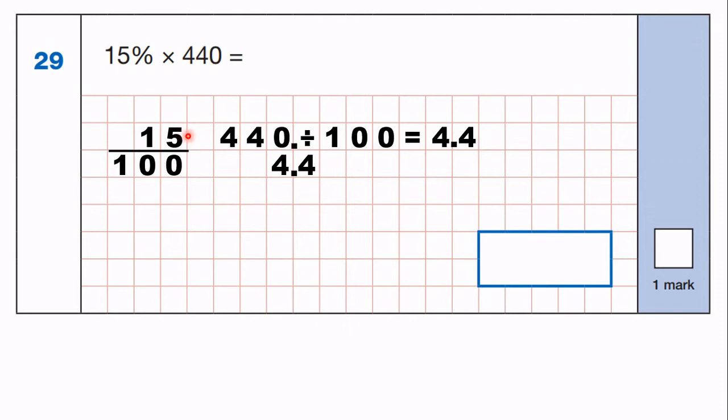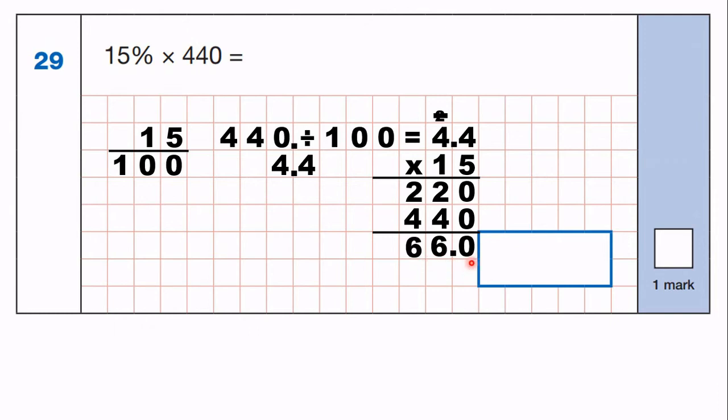Now we need to multiply by the numerator, so we need to multiply 4.4 by 15. Remember, if there is 1 decimal place in the question, there will be 1 decimal place in the answer, so we can write in our decimal point straight away. Now 4 times 5 is 20, so 0, and 4 times 5 is 20, plus 2 is 22. Now we can cross out our working, write a 0 in our second answer line, and 4 times 1 is 4, 4 times 1 is 4, so we can add up our totals to get 66.0 or 66 as our answer.